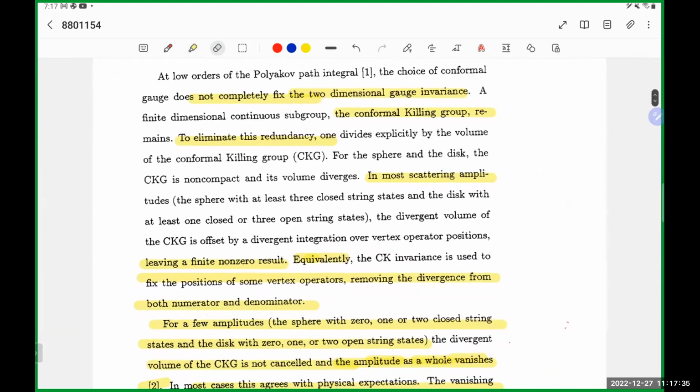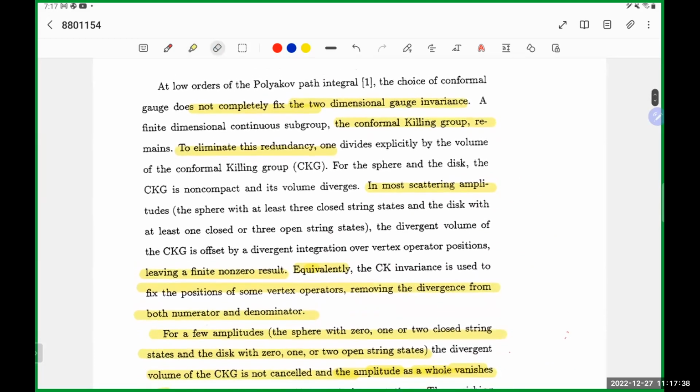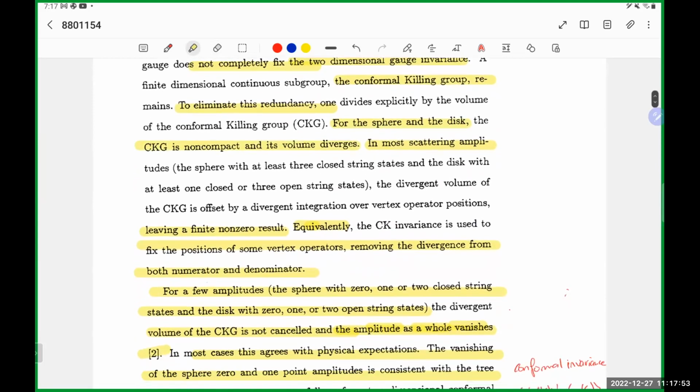What they say is that to eliminate the conformal Killing group, there are going to be two cases. We have the sphere for closed strings and the disk for open strings. The conformal Killing group is noncompact and its volume diverges. In most scattering amplitudes, the sphere with at least 3 closed string states and the disk with at least 1 closed or 3 open string states, the divergent volume of the conformal Killing group is offset by divergent integration over vertex operator positions. Oh my God, this is just leading up to non-zero results.